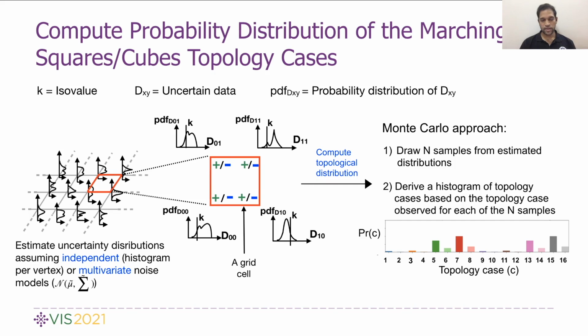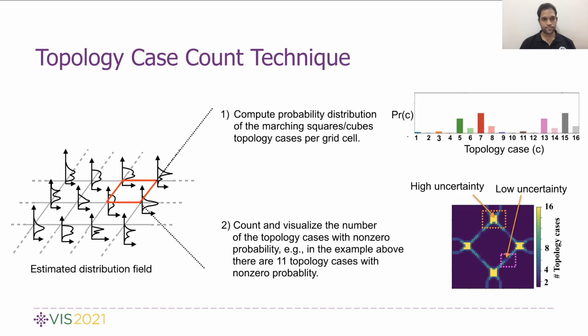Now, in the case of the independent noise assumption, the topology case histogram can be computed in closed form to avoid expensive Monte Carlo sampling, but for those derivations, please refer to our paper. In the topology case count technique, we first estimate or compute the topology case probability distribution, as explained in the previous slide, for each grid cell. And then we count the number of topology cases with non-zero probability of occurrence for each grid cell.